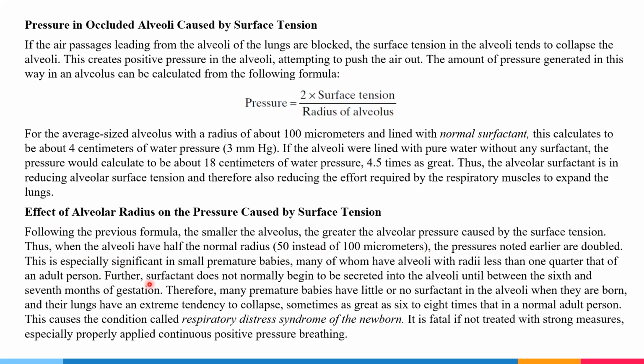This is significant in the case of small premature babies, many of whom have alveoli with radii less than a quarter that of an adult person. Further, surfactant does not normally begin to be secreted into the alveoli until between the 6th and the 7th month of gestation. Therefore, many premature babies have little or no surfactant in the alveoli when they are born, and their lungs have an extreme tendency to collapse, sometimes as great as 6 to 8 times that in a normal adult person. This causes the condition called respiratory distress syndrome of the newborn.